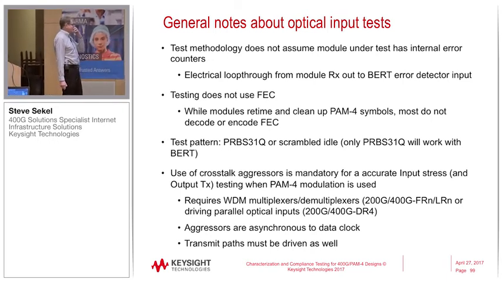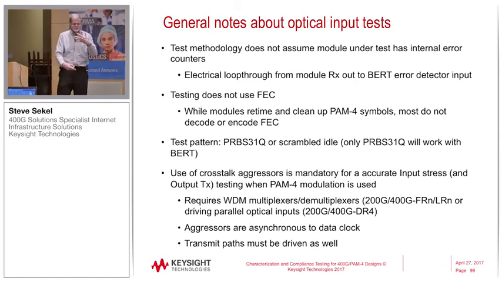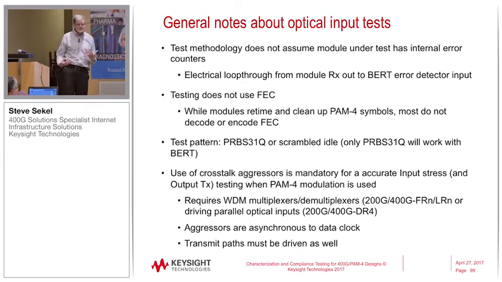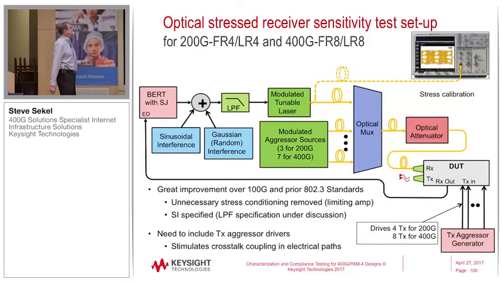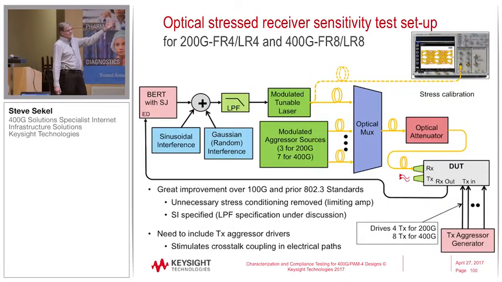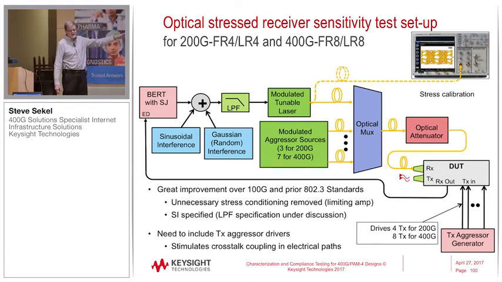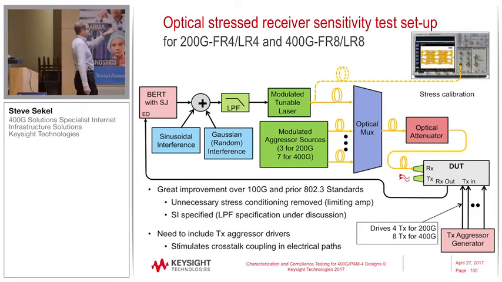So asynchronous test data and transmits must be driven, so you have to go in both directions. The alternate lanes as well as all the transmit paths have to be driven. Now that can be a lot of generators. I'm going to show you how to simplify that in a bit. Here's a basic test setup, and there are two of them, because FR4, FR8, LR8, LR4 are WDM. So these are one fiber with multiple wavelengths, multiple lasers. And here's the test setup on this.